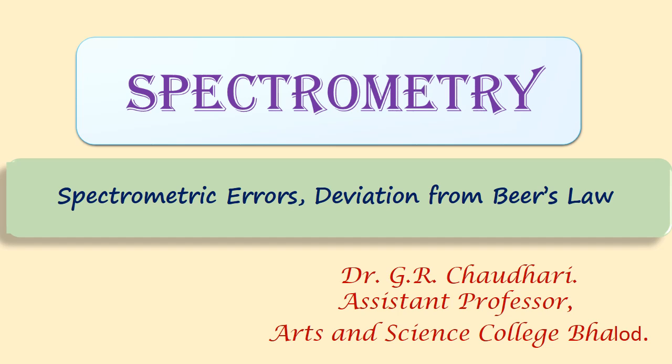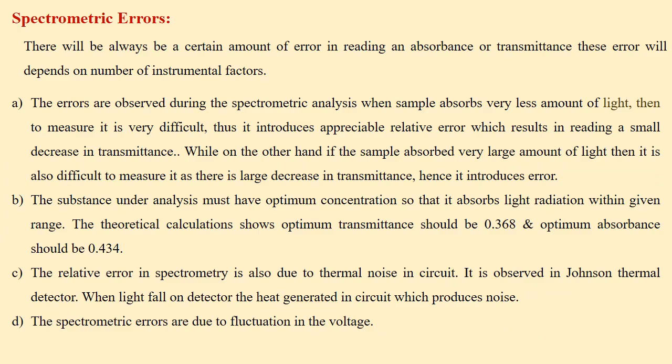Today we discuss the topic of spectrometry, which involves spectrometric errors and deviation from Beer's law. Spectrometric errors are due to several reasons. Here we show some of them. Errors are observed during analysis when a sample absorbs a very small amount of light. Then it is very difficult to analyze such a sample.